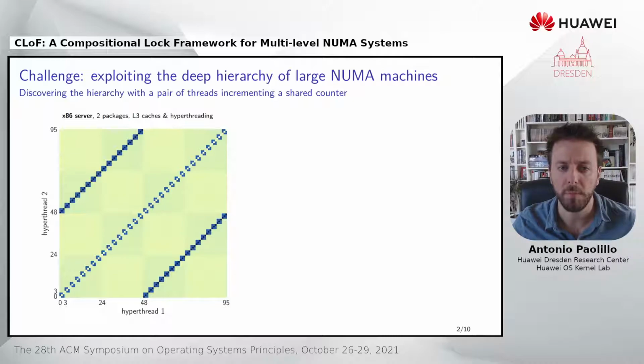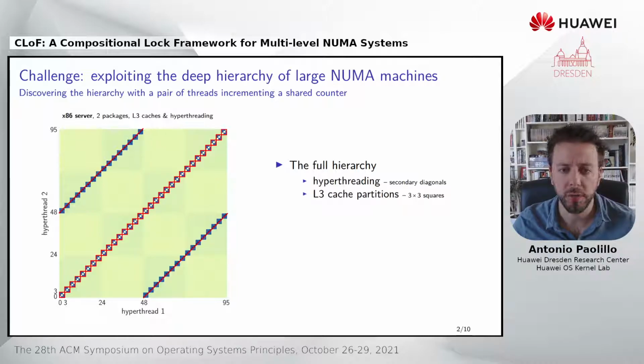This heat map is obtained when 2 threads share an atomic counter, and the threads are scheduled on all possible pairs of CPUs. Tiles are darker when the thread performance is better. We see that the performance is very much affected by the position of the threads. We can distinguish several levels. As shown by the secondary diagonals, when the threads are executing on 2 hyperthreads of the same core, the performance is very good, as it maximizes locality.